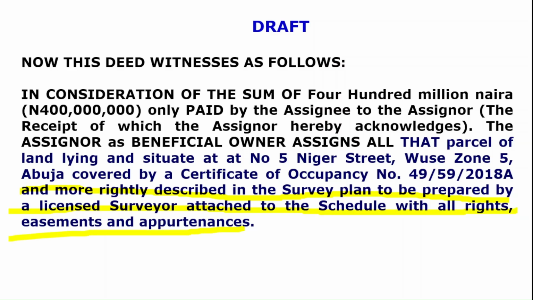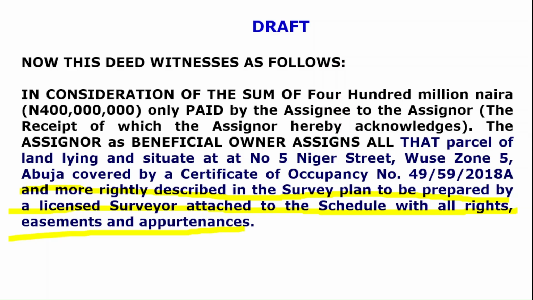Now, why this can be there is because not every land has been surveyed. But you are now saying that, now watch what I'm about to say. You are now saying that, see, this is the location of the land. But right now, while we are making this deed of assignment and transacting, we don't know the exact dimension of the land. But we are saying that whatever is now contained in the survey plan that will be prepared by a licensed surveyor will be taken as the exact measurement and dimension of the land. We know where the land is, but we don't know the dimension, right?